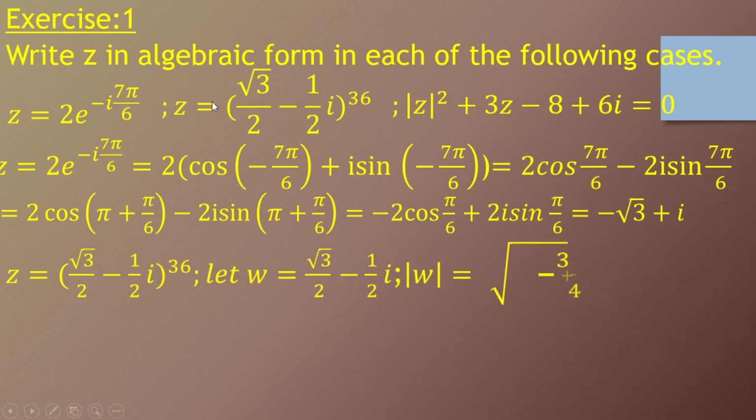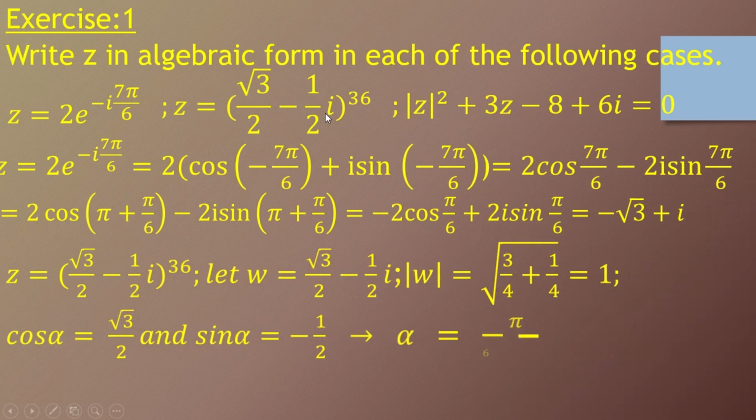What about Z equals radical 3 over 2 minus half i, to the power 36? First we write radical 3 over 2 minus half i in exponential form. So let W equal radical 3 over 2 minus half i. The modulus is x squared plus y squared equals 1. Cosine alpha equals real over modulus, and sine alpha equals imaginary over modulus. We get alpha equals minus pi by 6.